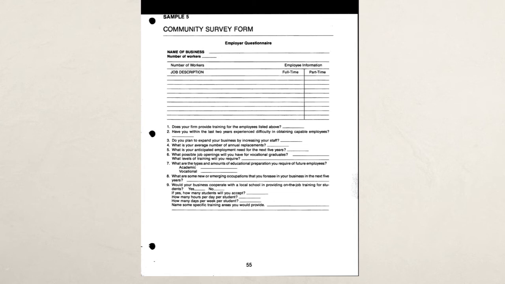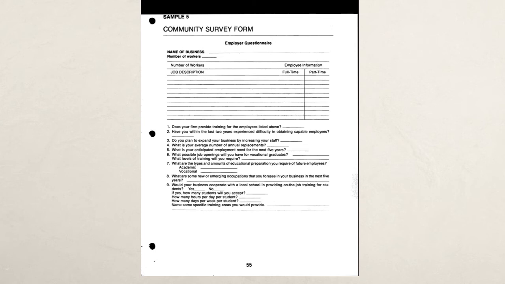And then if you look at the questions, does your firm provide training for the employees listed above? This is important for you because, one, it gives you an idea of what type of training they do. Do they outsource it, or is it on-the-job training that happens in-house? Could you potentially become one of the trainers of these employees? Have you, within the last 2 years, experienced difficulty in obtaining capable employees? Do you plan to expand your business? Okay, so you can start to see here what possible job openings you will have for vocational or career and tech ed graduates.